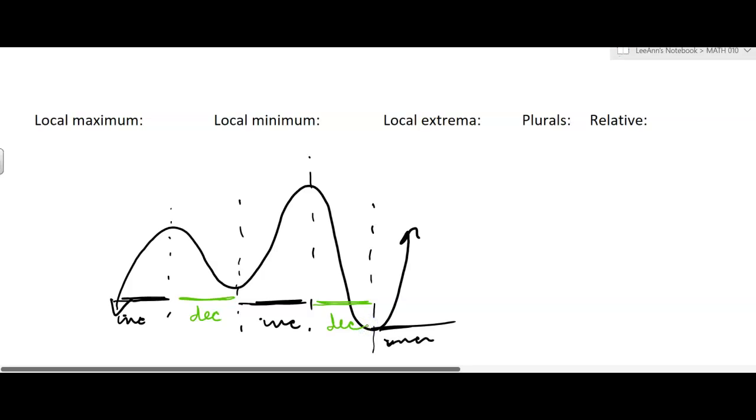Okay. But now what we want to talk about, probably those words you're looking at, you're like, what are those? Okay. So when you have a local maximum, that's like the highest point in the area. So like this would be considered a local max. It's also called a relative maximum. But you're going to hear the term local max in this book more often. So it's a local maximum.